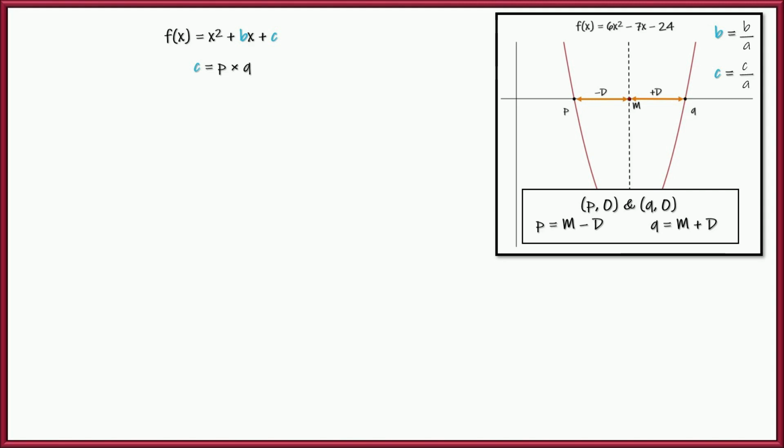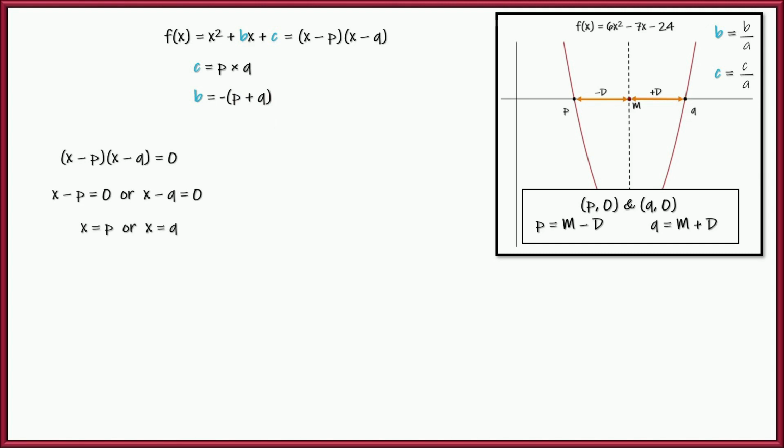A couple of things we're going to tackle right here real quick. C is P times Q, and B is negative P plus Q, and I'll show you why right now. Now, if this is factorable, then what you're doing is looking for two numbers that multiply to C, P and Q, and add to B, P and Q. Now, maybe you're not convinced yet, so let's take a look at this. Let's say we set it equal to 0. Well, the way that works is you take each factor, set them equal to 0, and solve it.